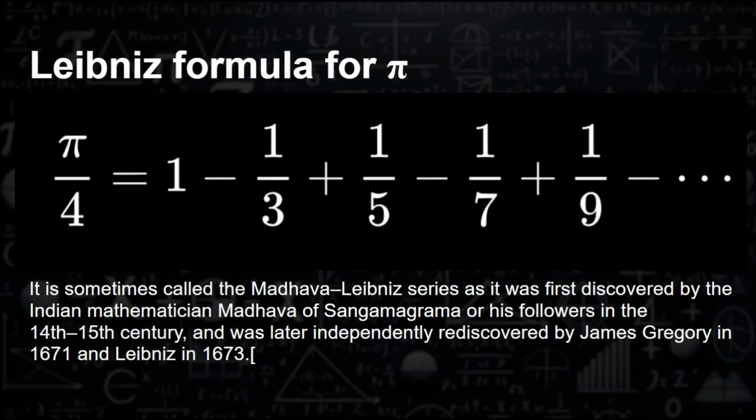It's also worth mentioning that this sometimes has other names. In fact, it's been discovered by 3 different people. There was an Indian mathematician who discovered it in the 14th or 15th century, and then it was later independently rediscovered by James Gregory in 1671 and then Leibniz in 1673. So it's a sufficiently well-known formula.